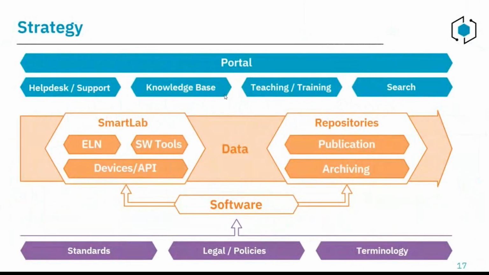So what is our strategy? This is a general overview of what we do in NFDI4Chem. The top part is kind of the interface with the community. We have a help desk, we have knowledge bases, we provide various teaching and trainings. The middle is kind of the business end of research. This is where all the data is generated in the so-called smart lab, where ELNs interface directly with devices via APIs, and then everything in one seamless flow goes into repositories.